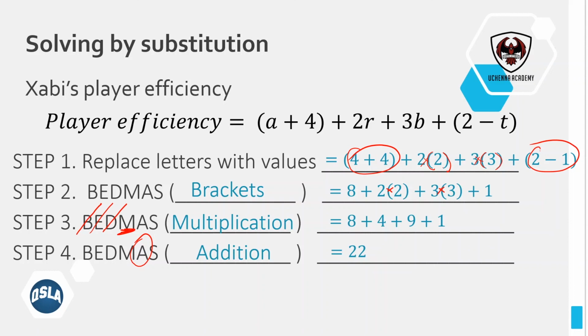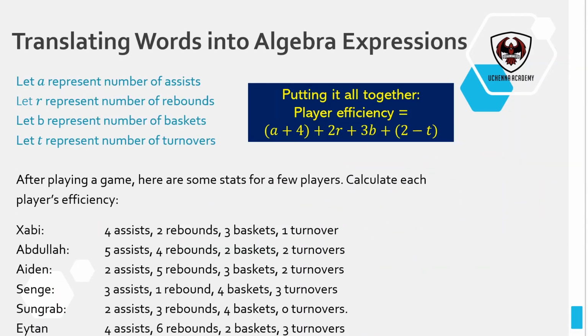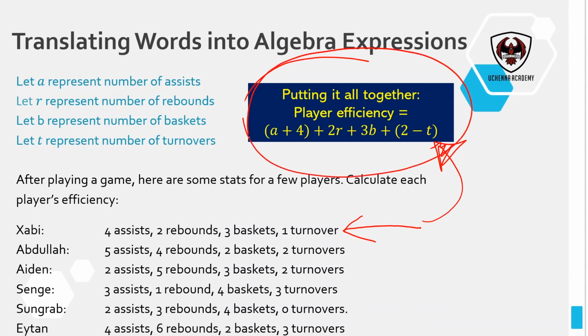Your job is to figure out every other player's efficiency, and if I just go back to the last slide, it is right here. Go ahead and figure out Abdullah, Aiden, Sengi, Sangreb, and Etan's efficiency using this efficiency formula, and submit your homework onto our online portal. If you're not part of the program, but you're just watching this video, do put the actual answers in our comment section and tell us which of these players actually had the best player efficiency.